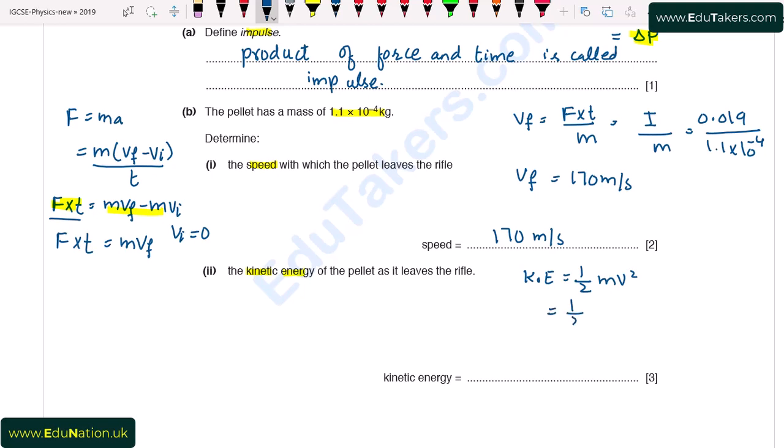So I write here 1 over 2. Mass is 1.1 into 10 to the power minus 4, and this speed we already calculated, it is 170 meter per second. So I write here 170 square. So the kinetic energy comes to be 1.6 joule. I write here 1.6 joule.